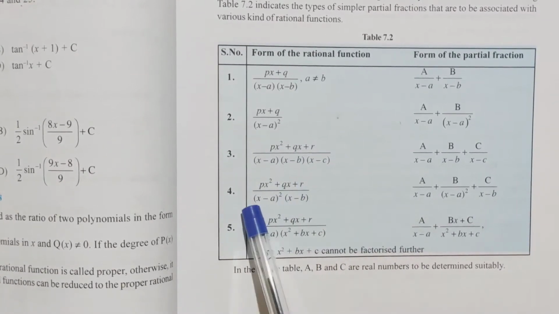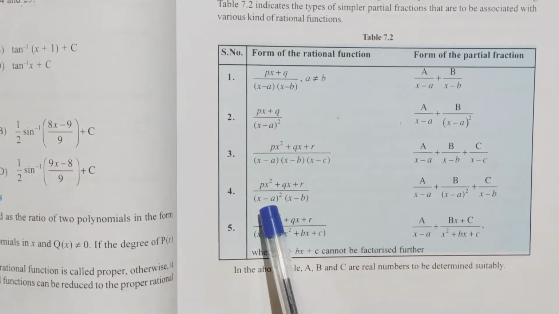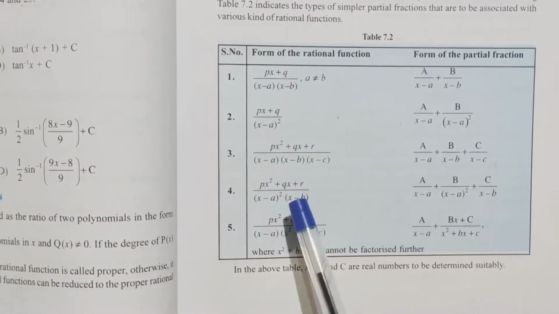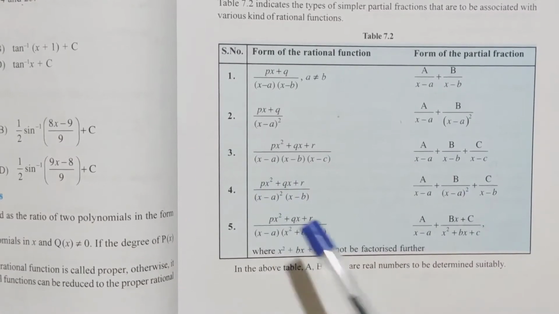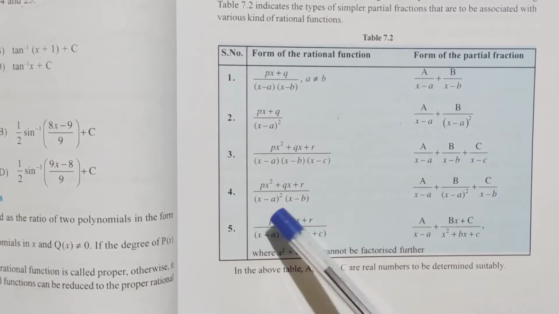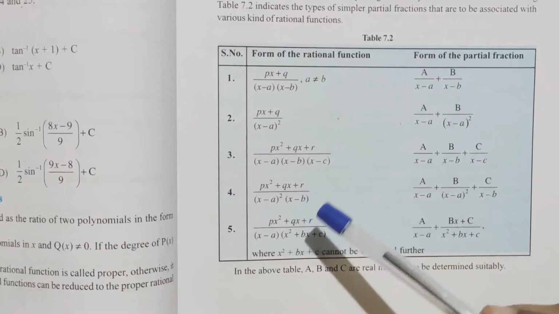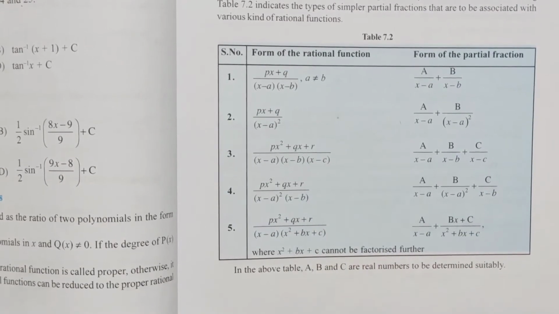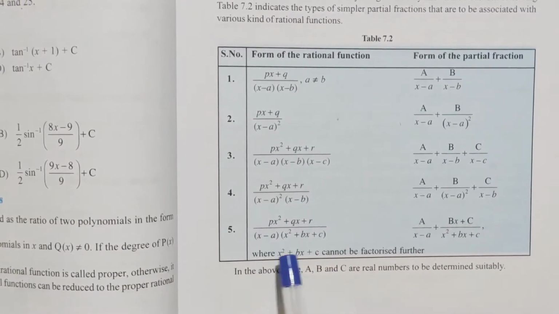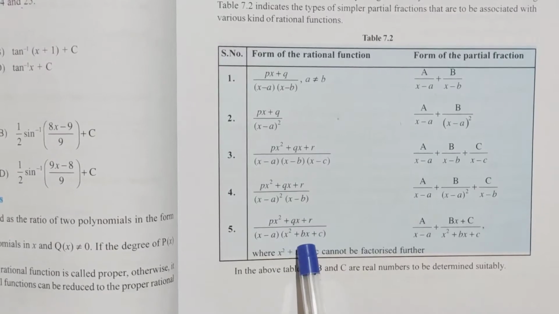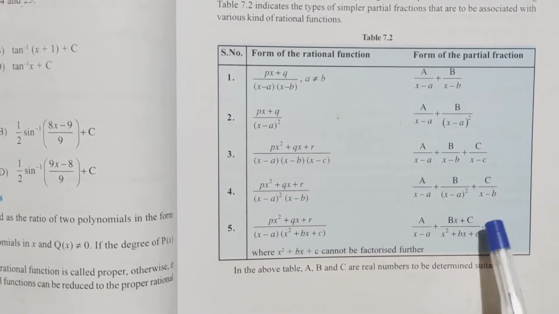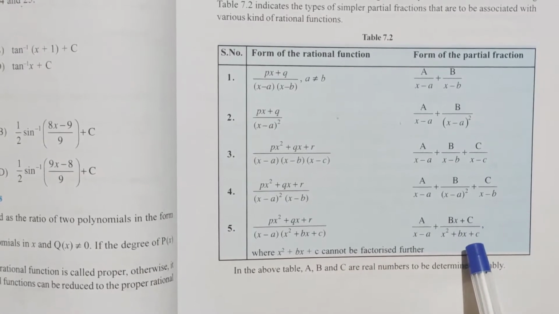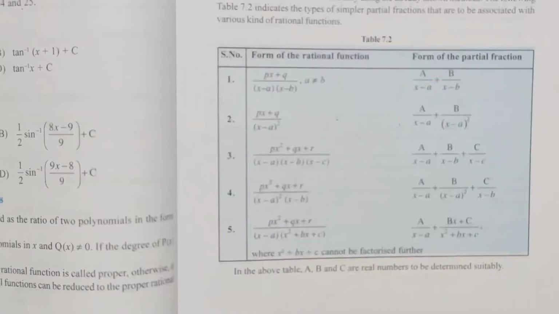Even the same with quadratic: for denominator x minus a square with x minus b, it is A by x minus a, B by square of x minus a, and C by x minus b. For these three, the numerator will be a quadratic. And when you have x minus a and x square plus bx plus c, then it will be A by x minus a, plus Bx plus C divided by x square plus bx plus c.